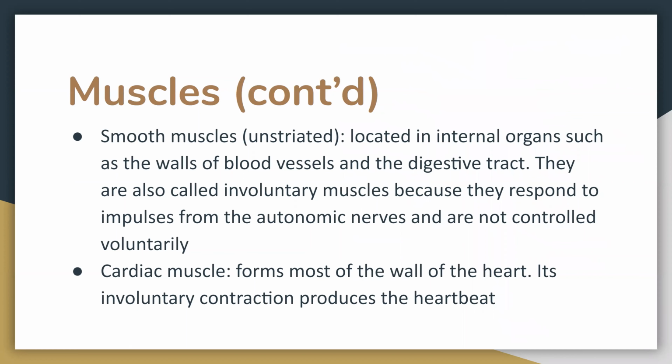Now we have smooth muscles, which are unstriated. They are located in internal organs, such as the walls of blood vessels and the digestive tract. They're also sometimes called involuntary muscles because they respond to impulses from the autonomic nerves, and they're not necessarily controlled voluntarily. Cardiac muscle forms most of the wall of the heart, and its involuntary contraction produces the heartbeat.